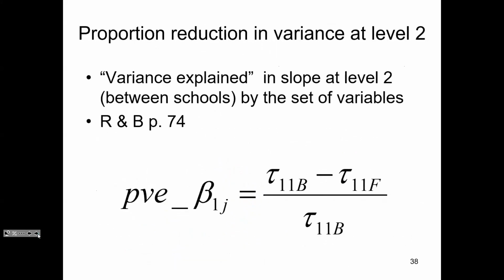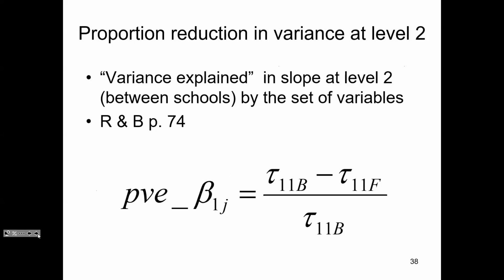Which I'm going to jump to that. Here we go. The proportion of reduction in variance at level 2, we can think about, again, the variance explained in the slope at level 2 by whatever set of level 2 variables you have. You can use the tau from the baseline model, the simpler model, minus the tau for the more complex model, divided by the tau for the baseline model. And we do the same thing for the proportion of variance explained in the intercepts. So we can take the tau naught for the simpler model minus the tau naught for the fuller model divided by the tau naught for the baseline model, right?